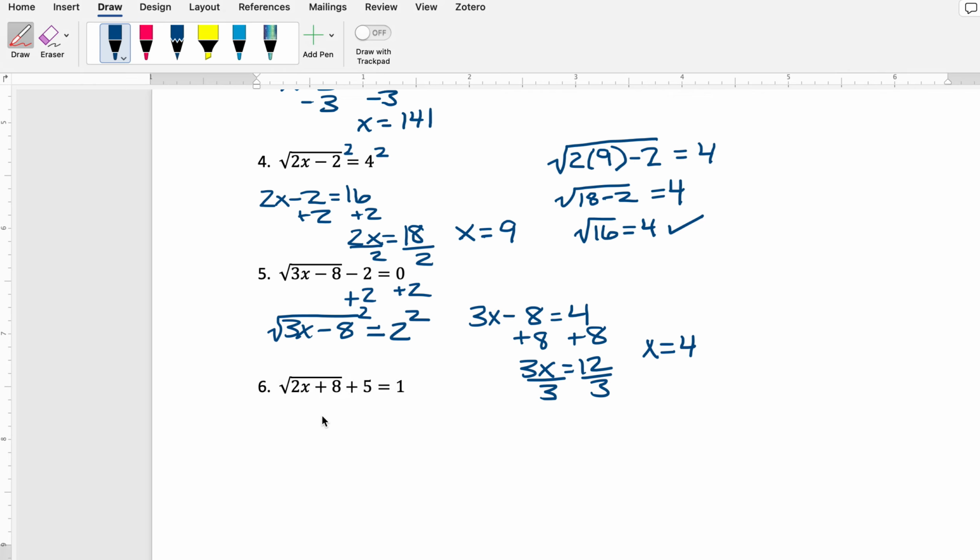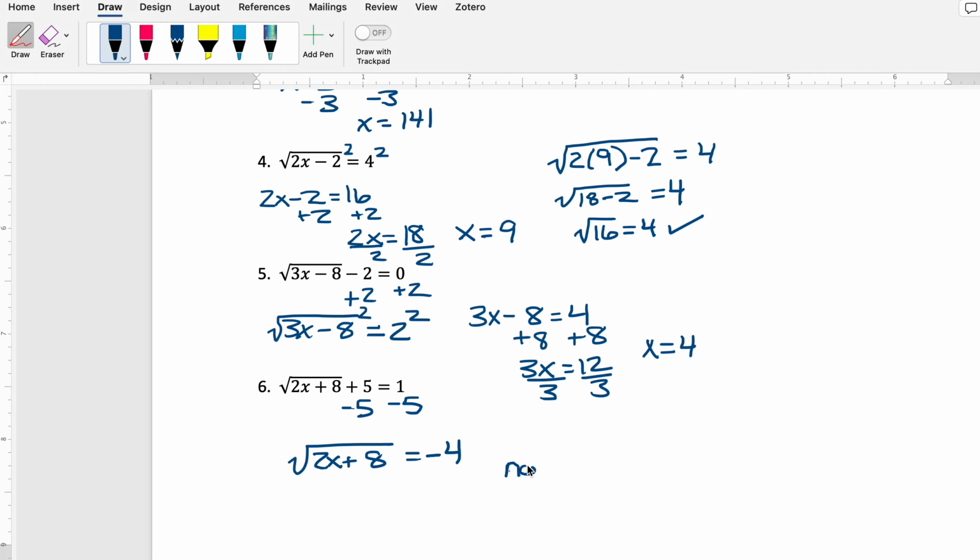The last problem looks pretty similar to number 5. We have a plus 5 here that we're going to get rid of by subtracting it from both sides. Now, when I get to this point, there's a problem, because I have taking the square root of a number and getting a negative number. And that can't happen. When we take square roots of numbers, we always get positive numbers. So that means that once I get this negative on this side of the equation, I have to stop.